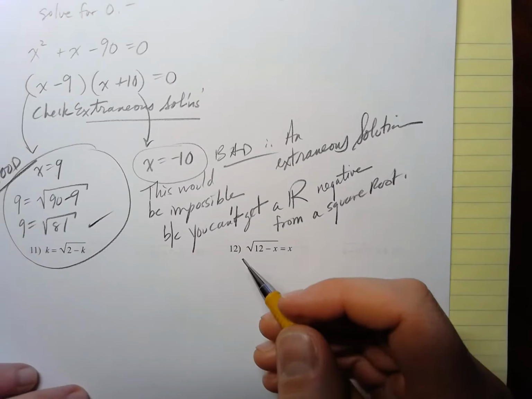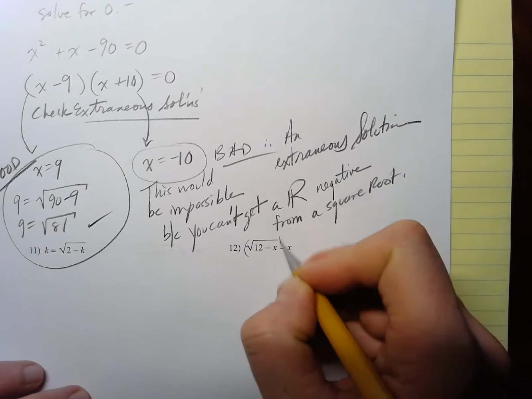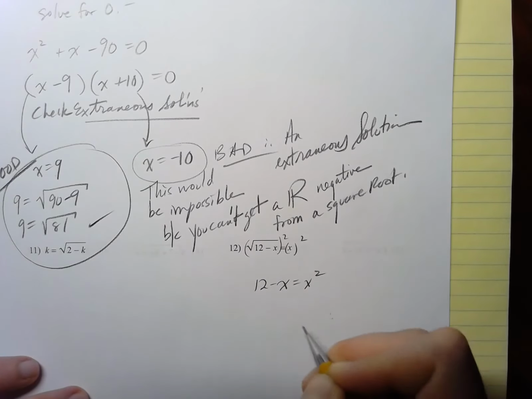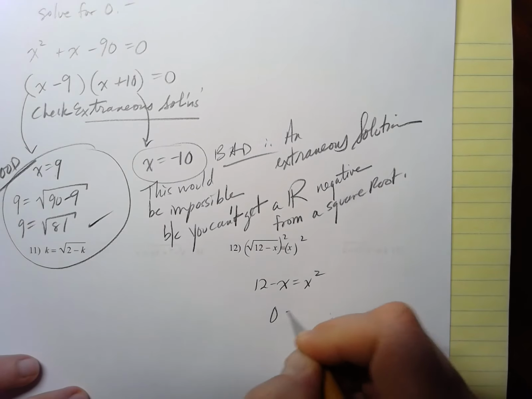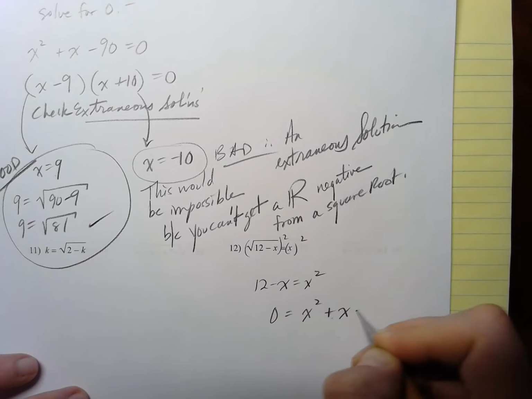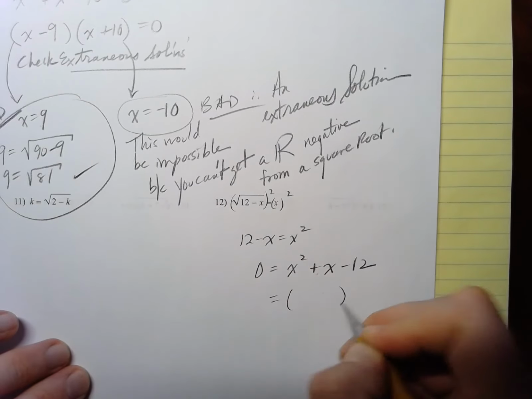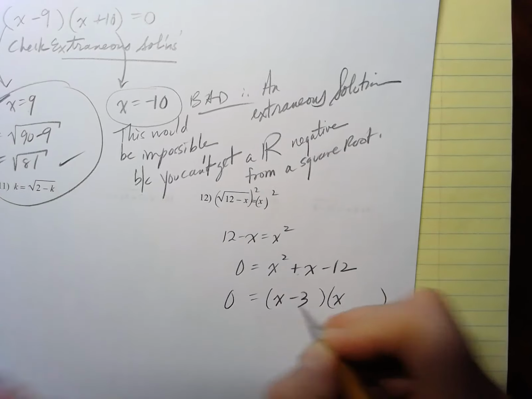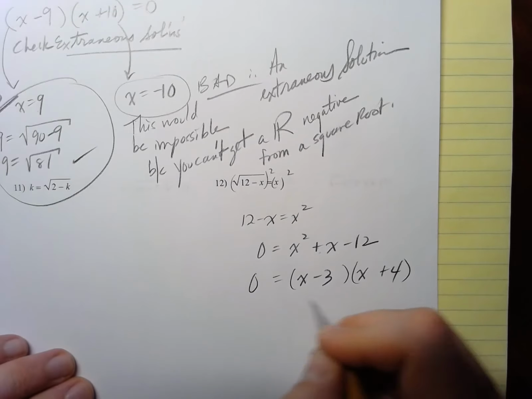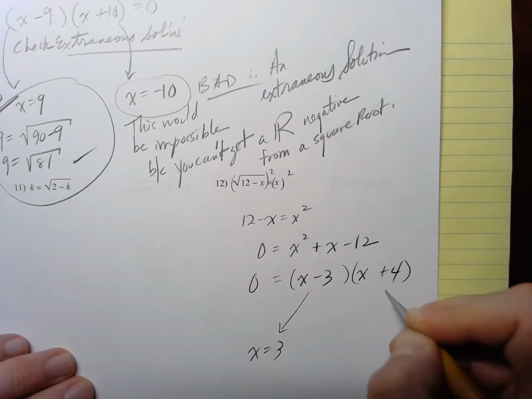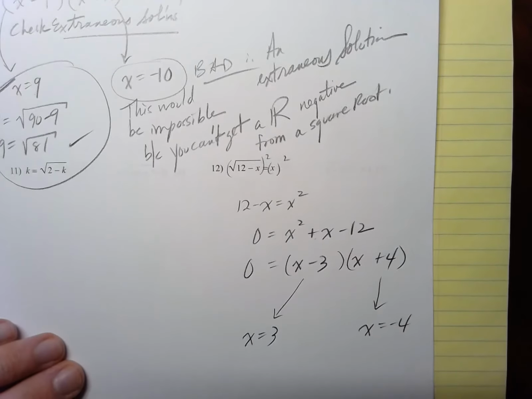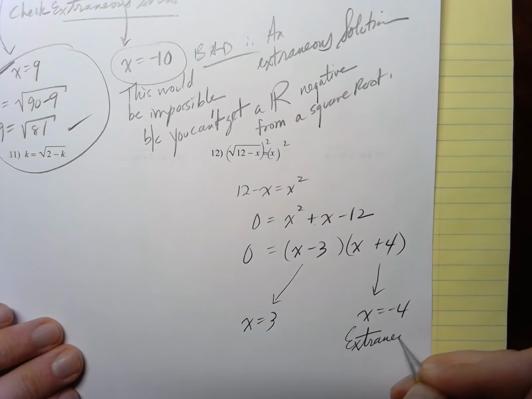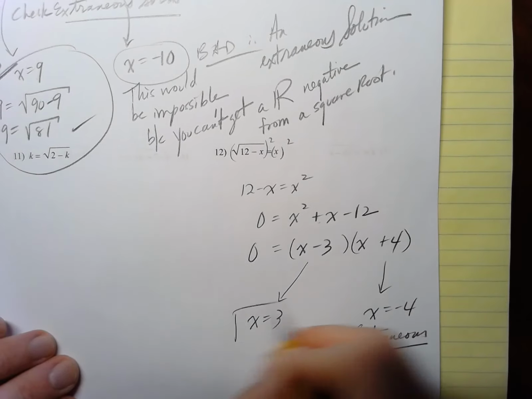Let's do this one down here. We square all of this. Okay, so solving for 0, I notice that I can factor this and I get x minus 3 and x plus 4. So again, this means x equals 3. This means x equals minus 4. But again, that's going to be extraneous. And this one is going to work.